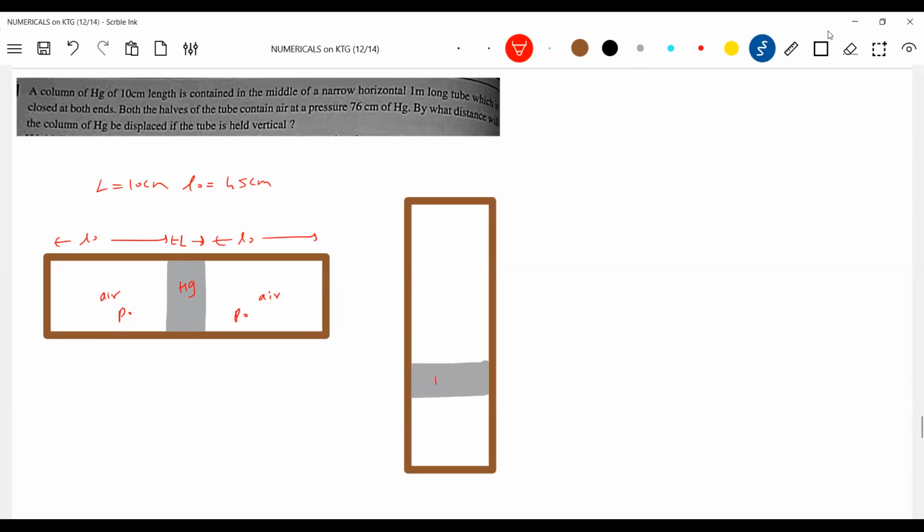This is the mercury column. Let this be L2, this is L1, and this will remain as it is, L. The pressure here will be P1, and here the pressure will be P2. What distance will the column of mercury be displaced if the tube is held vertical? So that the same amount of air will be here.